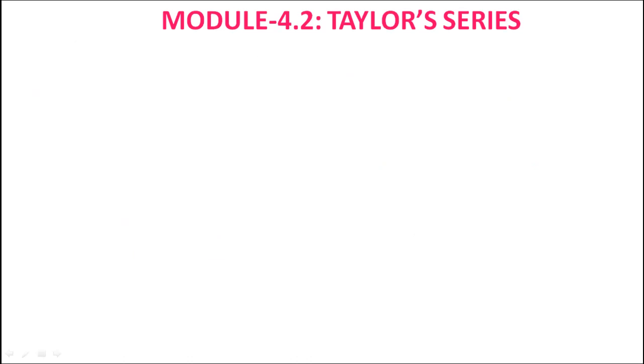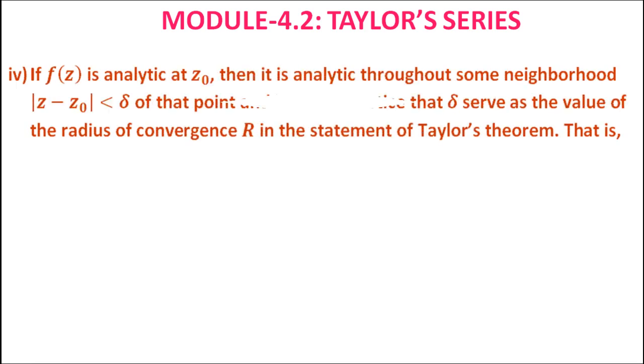And if f of z is analytic at a point z naught, then it is analytic throughout some neighborhood, mod of z minus z naught is less than delta. We call it the delta neighborhood of that point. And hence we notice that this delta serves as the value of the radius of convergence capital R in the statement of Taylor's theorem.